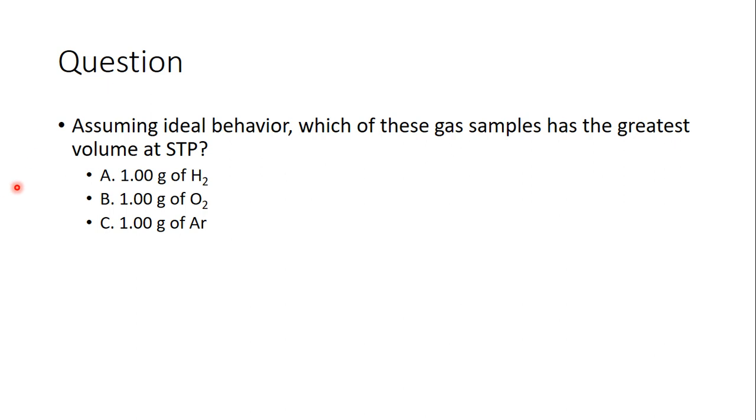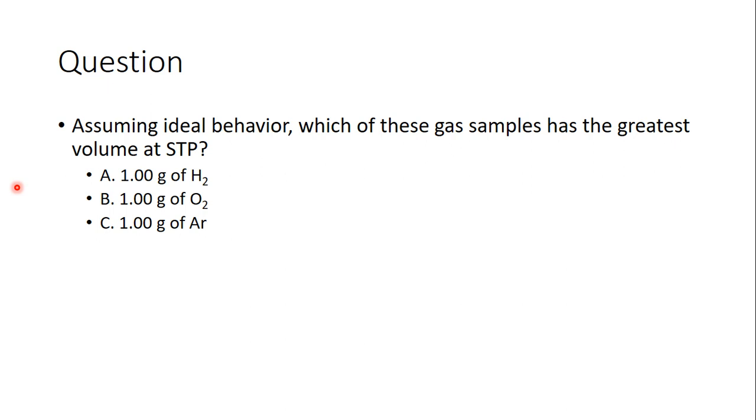So here's a question for you. Let's assume we're working with ideal gases. Which of these gas samples has the greatest volume at STP? 1 gram of hydrogen gas, 1 gram of oxygen gas, or 1 gram of argon gas? Pause the video, see if you can figure this one out. Come back when you have an answer.